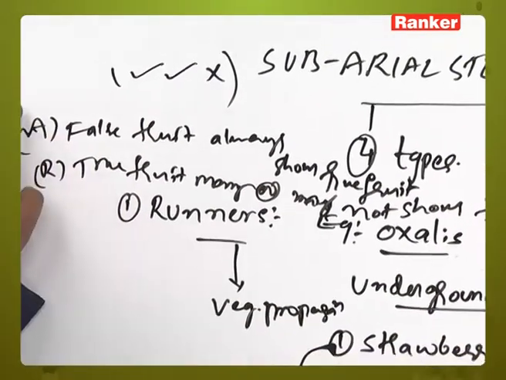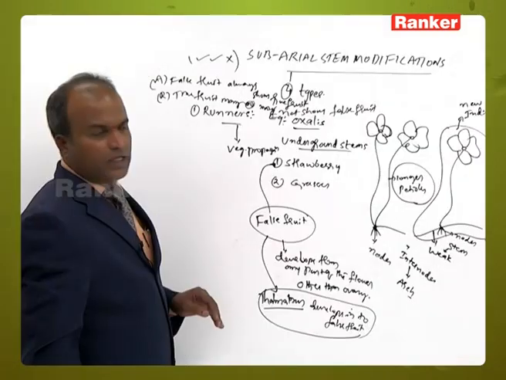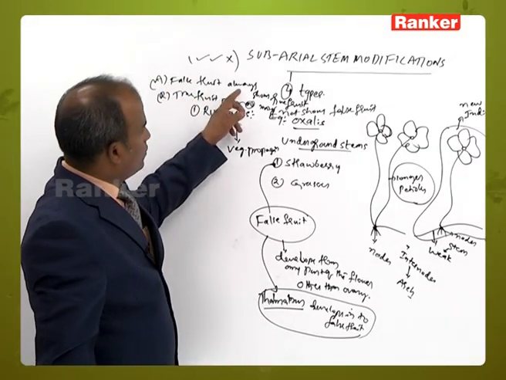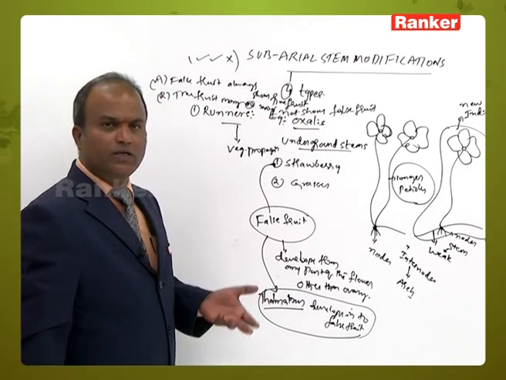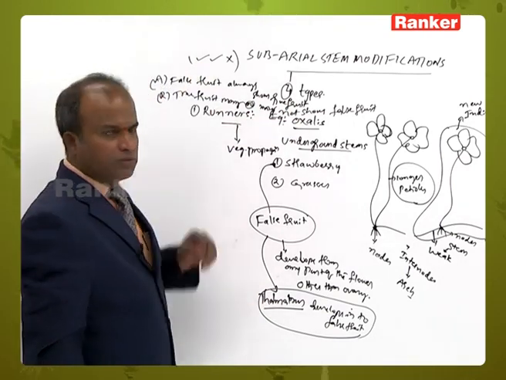A is right, R is not the correct explanation for A. That is nothing but assertion and reason. What is the assertion? False fruit always shows true fruit. False fruit is always combined with true fruit. Yes, it is one of the true characters.